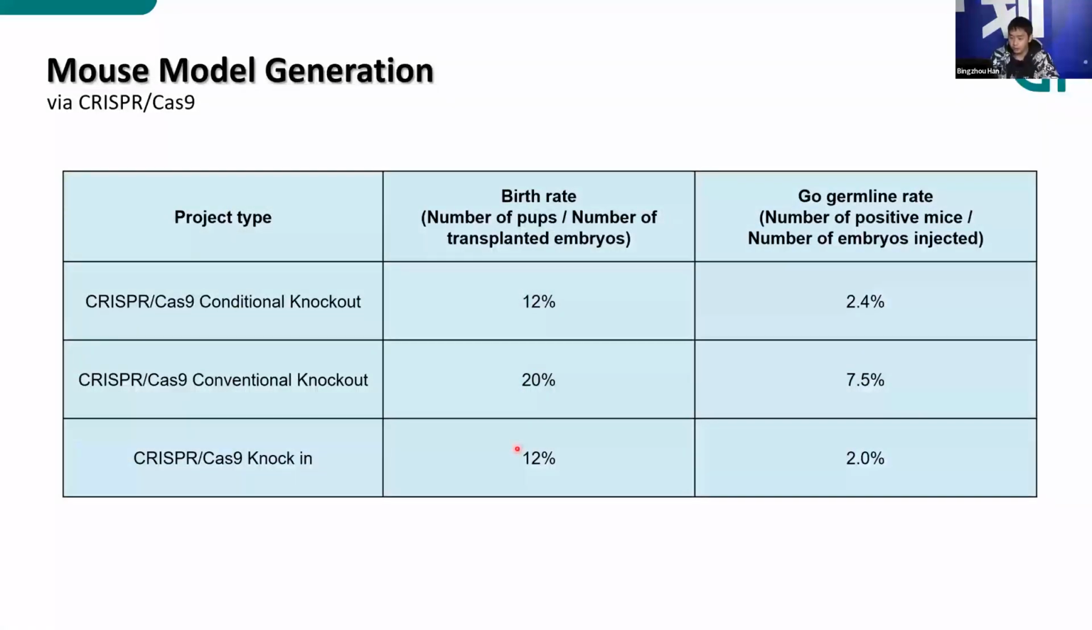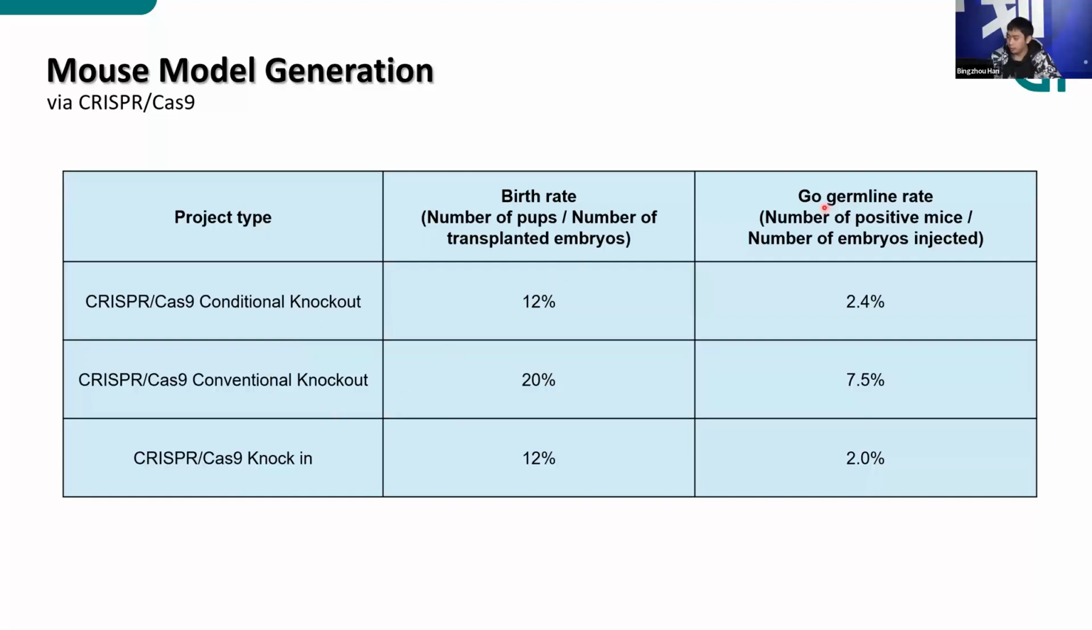So here's a summary of the efficiency with which we generate models by CRISPR-Cas at the GemPharmatech facility. We can see that in different project types, like conditional or conventional knockout or knock-in projects, we have a good birth rate, with an average of 12%, or 20% when generating conventional knockouts, which is the easiest of these three.